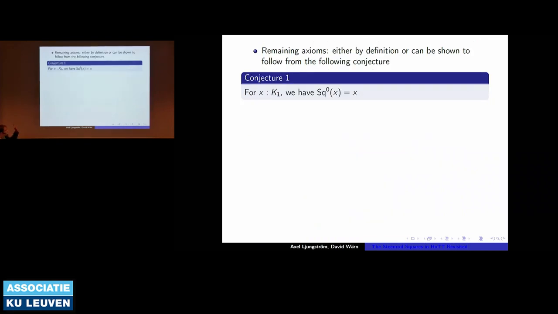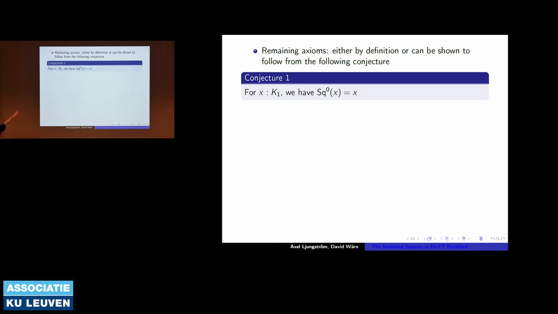So I said that the Adem relations and the Cartan formula are both consequences of this. At least we know this classically. They're very algebraic arguments. So what about the remaining axioms, things like suspension and all of these things? Well, it turns out that either they're trivial by definition, or you can show that they follow from the following conjecture. So it's very silly to have this as a conjecture because it looks so trivial.